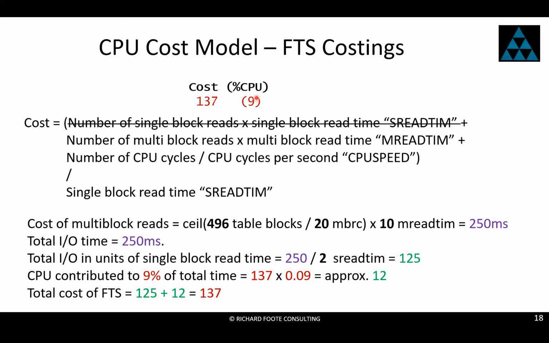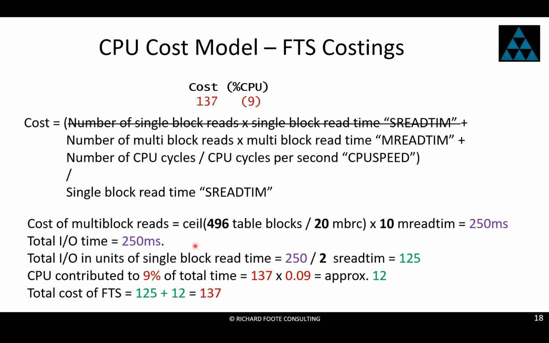So how do we determine this cost of 137, of which 9% was CPU? You just do this. For a start, there are no single block reads. Well, actually, there might be one when we read the header, but we're going to ignore that. Fundamentally, we just do the number of multi-block reads, which is 496 divided by 20. That gives me my multi-block read count. Then I multiply that by the time it takes to do a multi-block read, which is 10 milliseconds. So 20 multi-block reads into my 496 blocks gives me X number of multi-block reads, multiplied by 10, which rounds to approximately 250 milliseconds. That's how long it takes to do all the multi-block reads to read my table, 250 milliseconds.